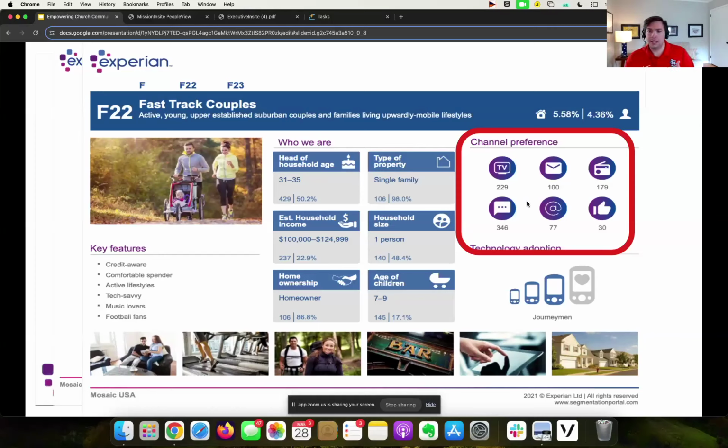So let's think about it for a second. These are F22s, fast track couples. They're typically between 31 and 35 years old. 50% of the time they are. 90% of the time they own their own home. 50% of them have at least one person in the household as a child. So if your church is hosting an event or doing something that targets an F22 persona, what does this tell us?